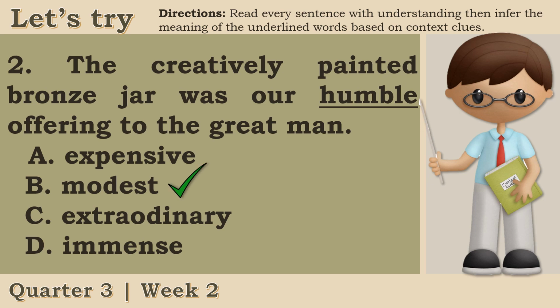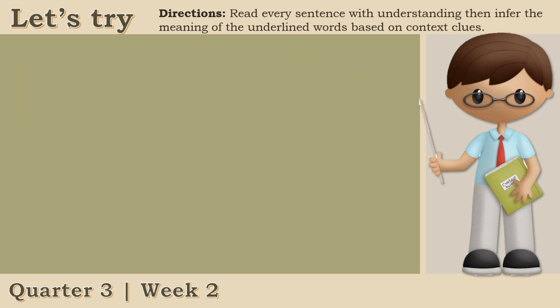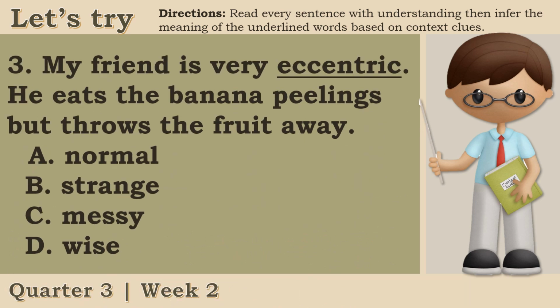Correct. Letter B. Modest. Number 3. My friend is very eccentric. He eats the banana peelings but throws the fruit away. The underlined word is eccentric. What does it mean? A. Normal. B. Strange. C. Messy. D. Wise. What's the answer? Okay, letter B. Strange.